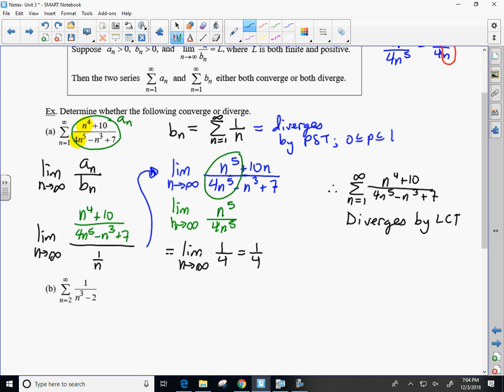So this limit comparison here is telling us that they're both going to converge or diverge. Because we determined using the p-series test that this one diverges, they both must diverge. If the limit did not exist, then this method fails. So then on to something else.